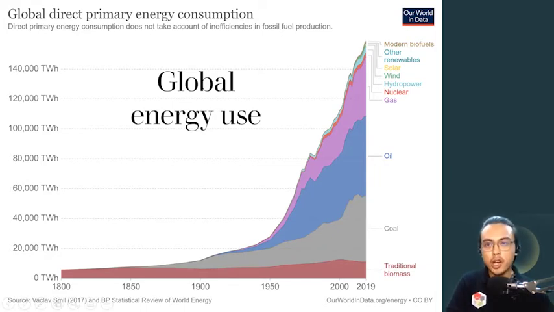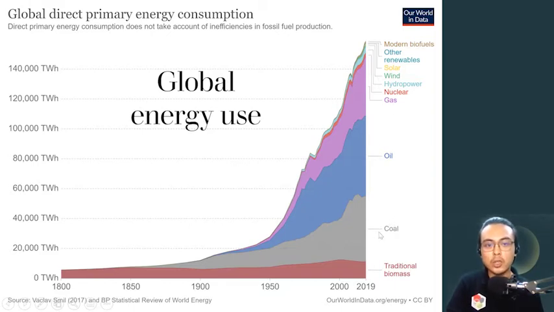For our first graph here, we have the global energy use, both historical and present. You see that this graph starts from 1800 down to 2019. And this graph is broken down into the different sources of energy that we have, both renewable and non-renewable. The first thing that strikes us here is how rapid the growth in our global energy consumption is. This rapid growth is primarily driven by non-renewable sources of energy such as coal, oil, and natural gas.